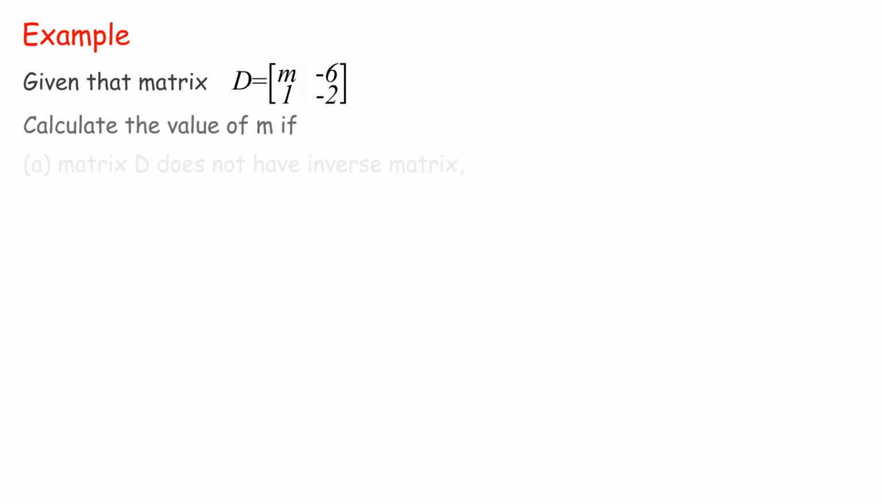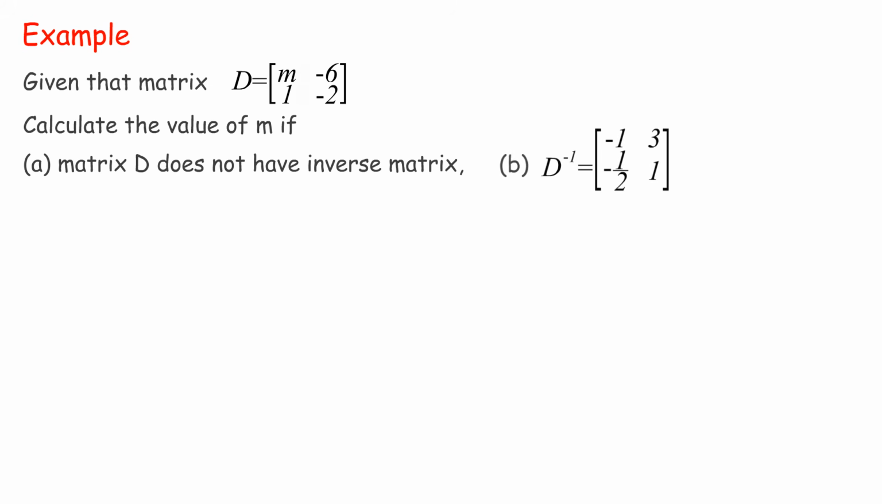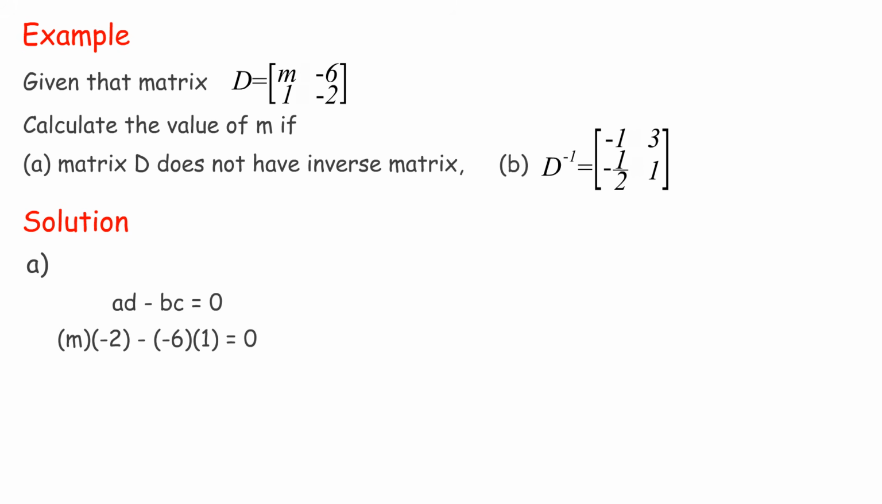Example: given matrix D, calculate the value of M if A, matrix D does not have an inverse matrix, B, the inverse of matrix D is given. Solution: A, matrix D does not have an inverse matrix, so AD minus BC equals 0. Negative 2 times M minus negative 6 times 1 equals 0. Negative 2M plus 6 equals 0. M equals 3.